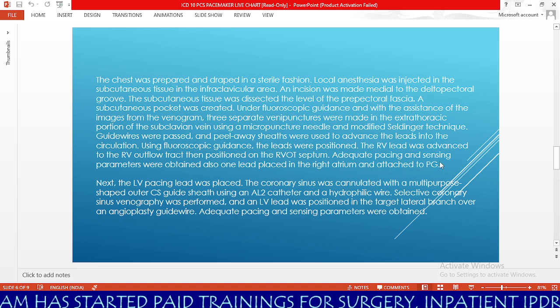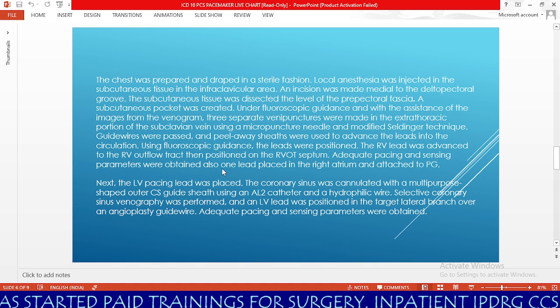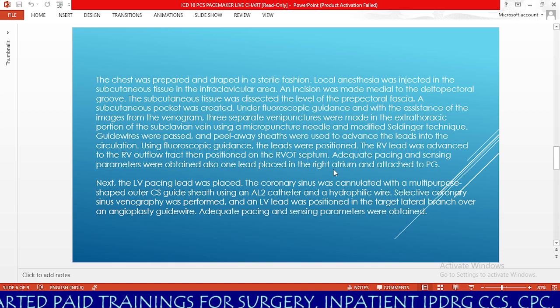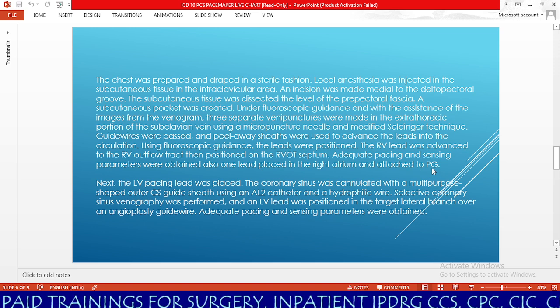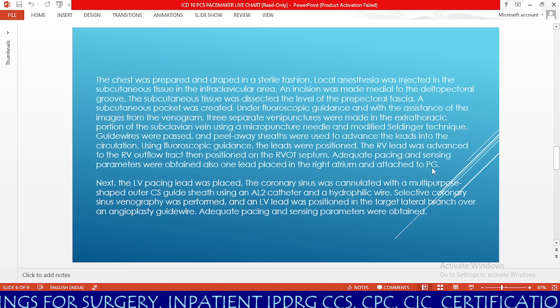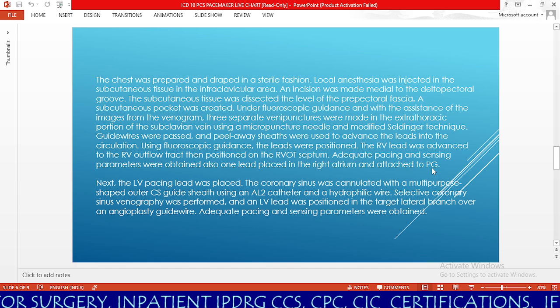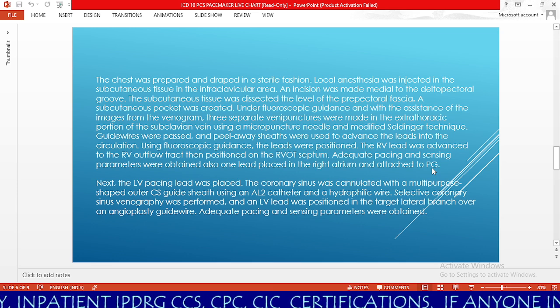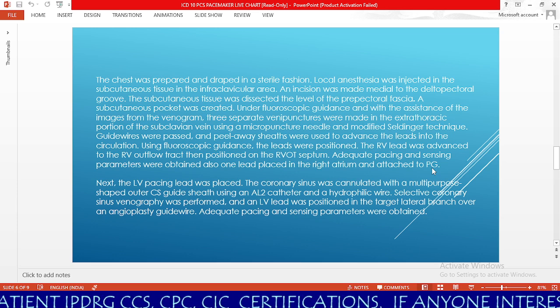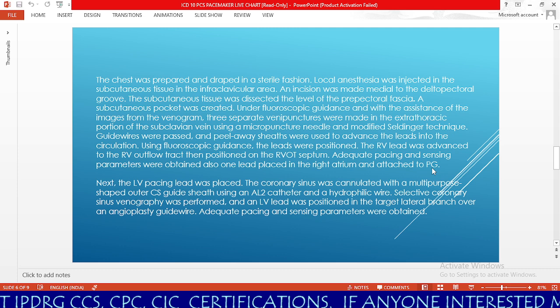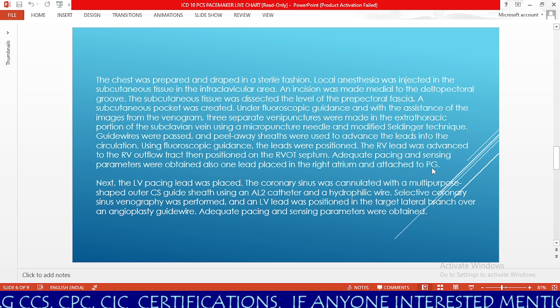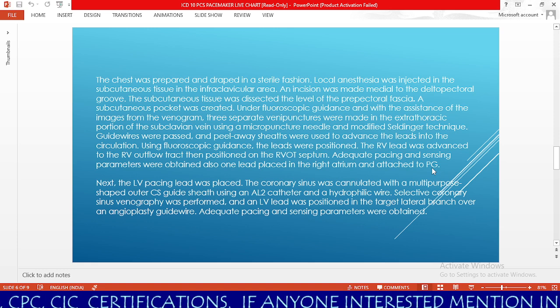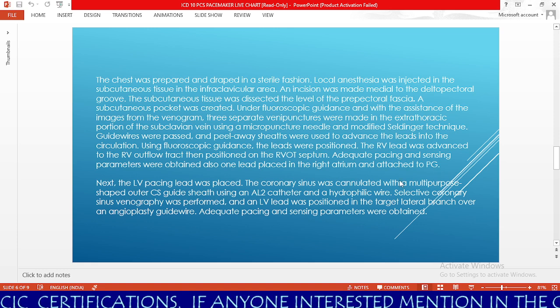Adequate pacing and sensing parameters were obtained. Also, one lead was placed in the right atrium and attached to the PG. As we have discussed, in a biventricular pacemaker we have three leads. So far the physician has completed two leads: one is in the right ventricle, one is in the right atrium. So now what is left is the left ventricle.